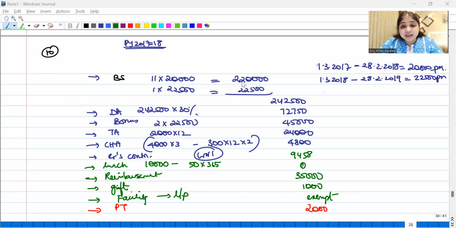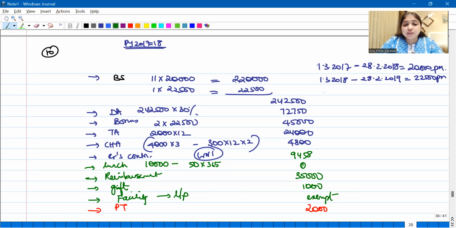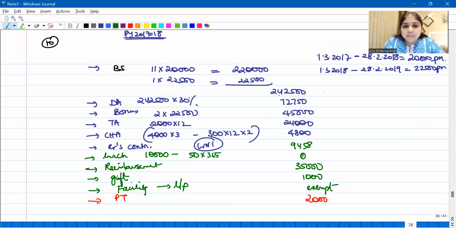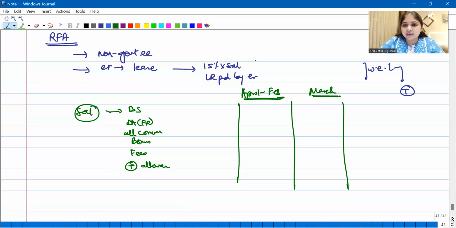Because we have to split, right? Even for RFA and even for HRA, whenever there is any change during the year, we are supposed to split the year. So here, from the month of March onward, the salary is changing. So we'll have to split this entire calculation into two parts. The first calculation will be for April to February, that is 11 months, and the last calculation will be just for the month of March. Now, how much basic salary do we have? For April to February, the basic salary is 2,20,000, and for March the basic salary is 22,500.